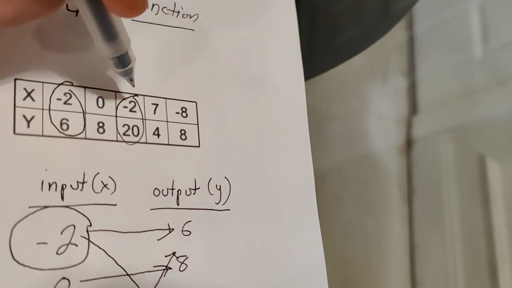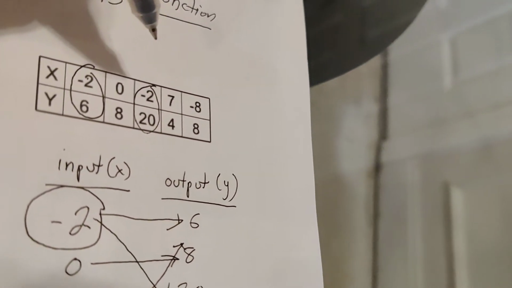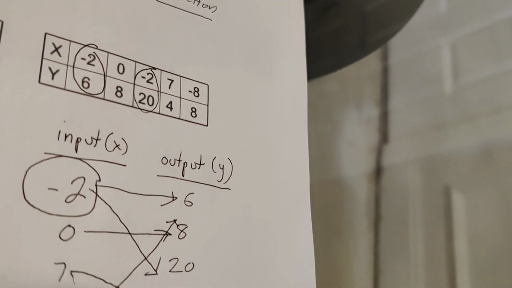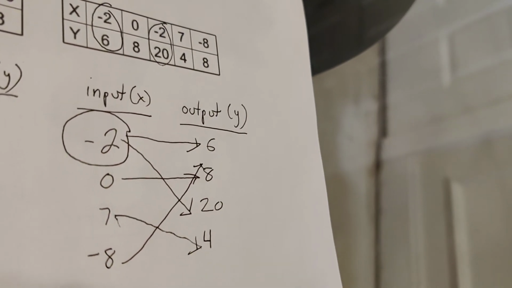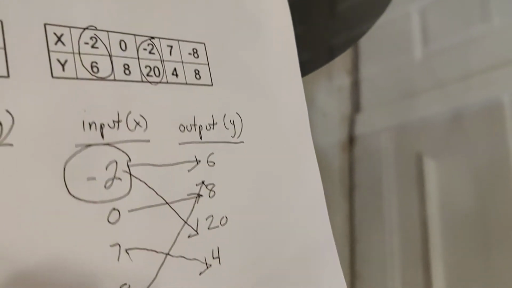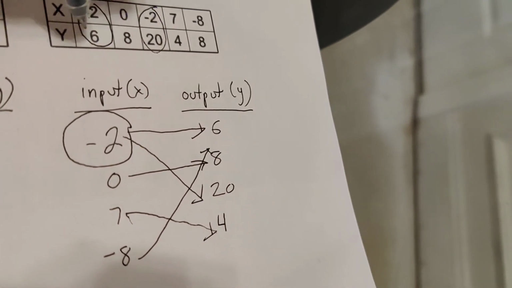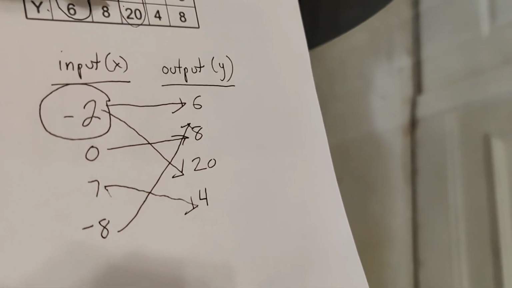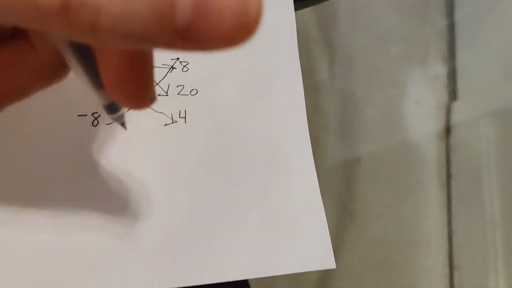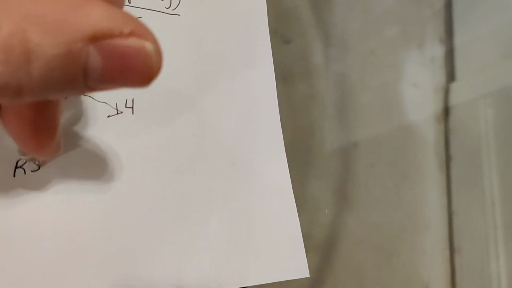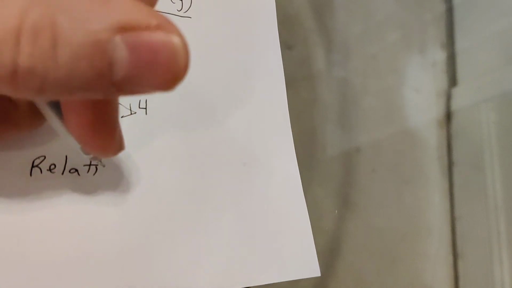All right, so is this a function or relation? Well, do we have the case where every input has only one output? No, we do not, because this input, -2, has two different outputs. So is this a function or is it a relation? It is a relation.